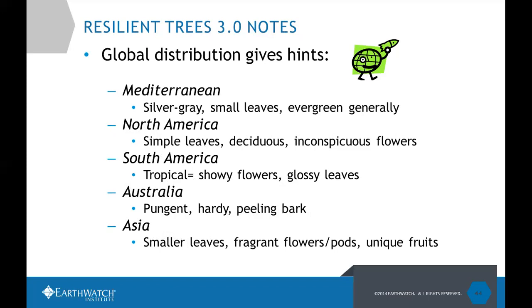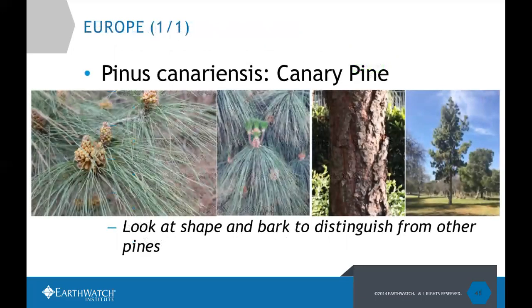and things like that. Also, we have a lot of Asian species, so those tend to have smaller leaves and also very fragrant flowers and pods and kind of unique fruit. So it's a very exotic looking fruit generally on the tree. But specifically we'll go into all of these species, but try to keep that in the back of your mind in terms of classifications. So first up, we have our first and only European species.